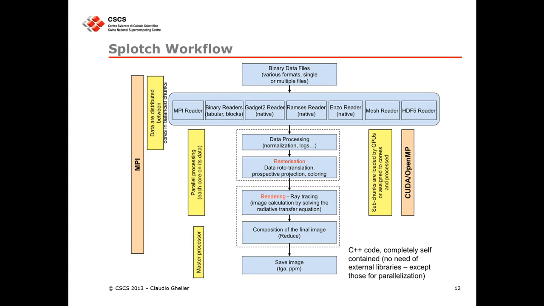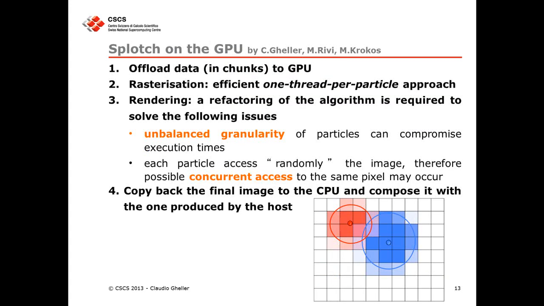Everything is designed in order to be high performance. So Splotch has an MPI and OpenMP implementation, and now also a CUDA implementation. Let's see what kind of work we had to do to get this implementation. First of all, we have to offload the data in chunks, because you can think that you may have 10 billion or 100 billion particles to process. So you have to move data in chunks to the GPU.